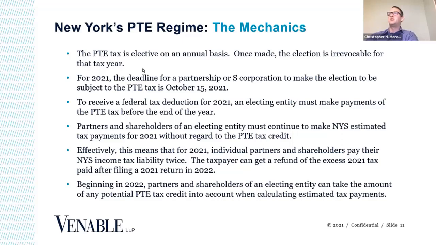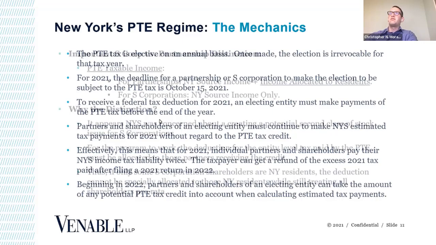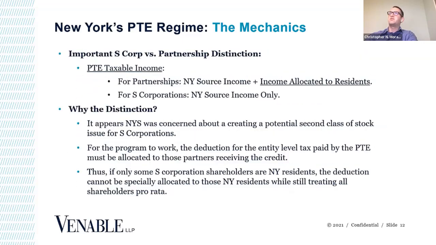But beginning in 2022, partners and shareholders will take the amount of the potential PTE tax credit into account when calculating estimated tax payments. So in 2022 and beyond, the partners can reduce their estimated tax payments by the PTE tax the entity pays on their behalf. So that reduces the friction in 2022 and beyond between the PTE tax credit and the normal way of doing business, where the income flows through to the partners and shareholders and they pay their individual estimated tax payments.